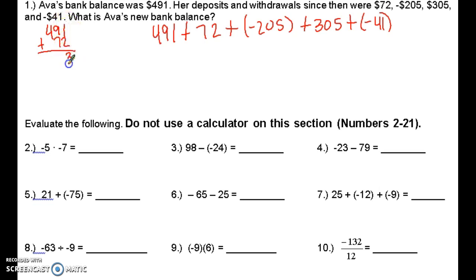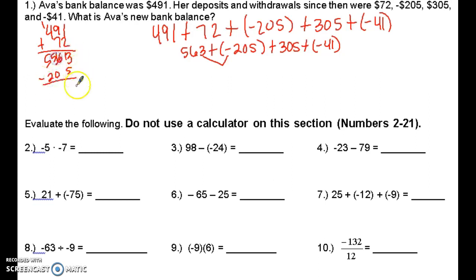1 plus 2 is 3. 9 plus 7 is 16. 4 plus 1 is 5. Bring everything else down. $563 plus -205, my signs are different, so I subtract.